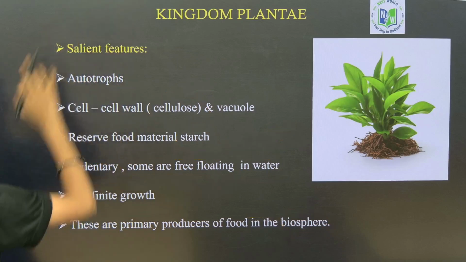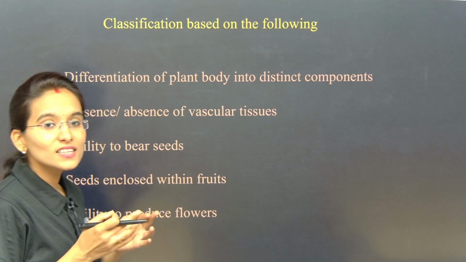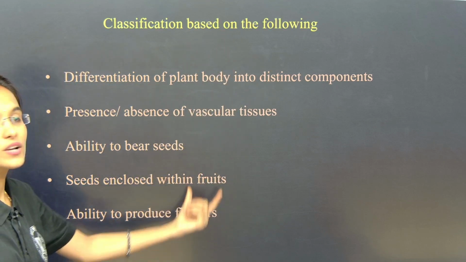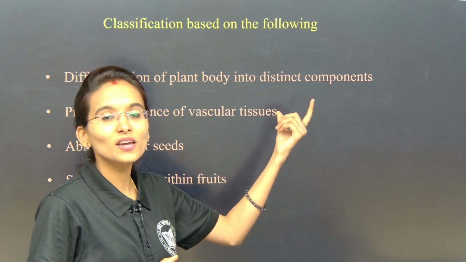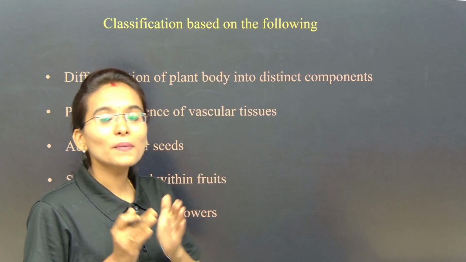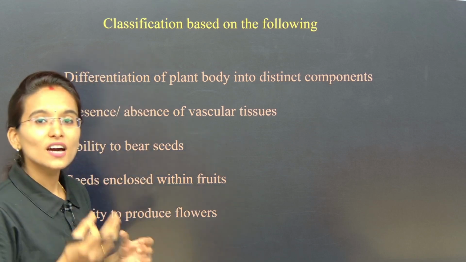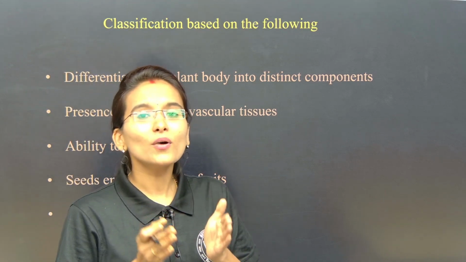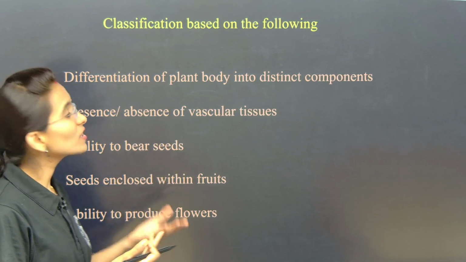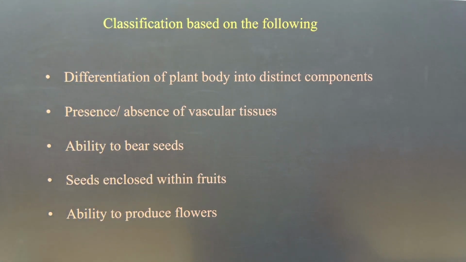So now we are going to see how the classification is done, based on the following characteristic features, my dear students. Based on these characteristic features, Kingdom Plantae has been divided into subdivisions. So first we are going to see what the main important characteristic features are, how they classified actually. So look into this particular slide and this particular statement, it is very important.